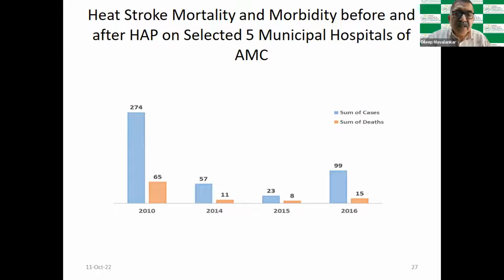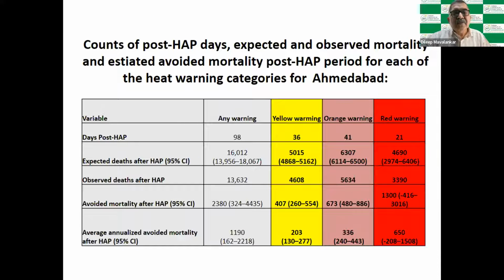Similarly, this is the reported heat stroke cases and deaths. 2010 is before the heat action plan and 2014 onwards is after the heat action plan. The reported number of hospitalized cases, only from 5 major municipal hospitals, has also gone down. We also did some further statistical analysis and calculated that on average about 1200 deaths were prevented after the heat action plan was implemented.